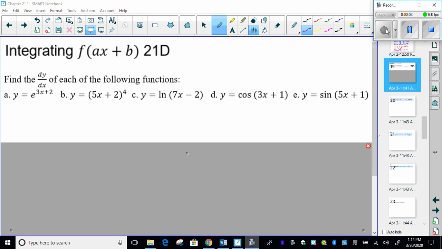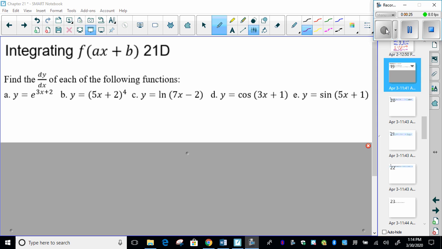As we continue to work on integration, the functions that we're going to work on have a linear relationship in there. So ax plus b, where a and b are constant terms. And we're going to anti-differentiate those. So before we get to that part of it, we're going to just do the derivative of each of them. And then we're going to learn how to anti-differentiate those functions along the way.